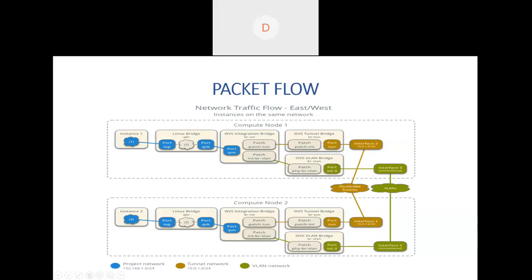Now from the integration bridge to the Linux bridge, some firewall related rules will be applied. If it obeys the firewall rules, the packet reaches instance 2. Please let me know if this is going overhead, because all these concepts are being told in one day, and I don't know whether it will be really understandable.